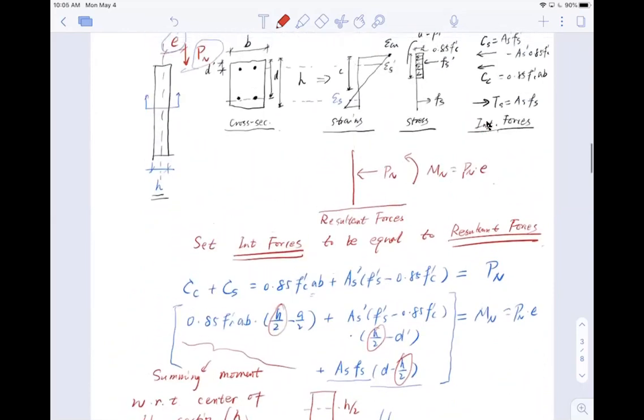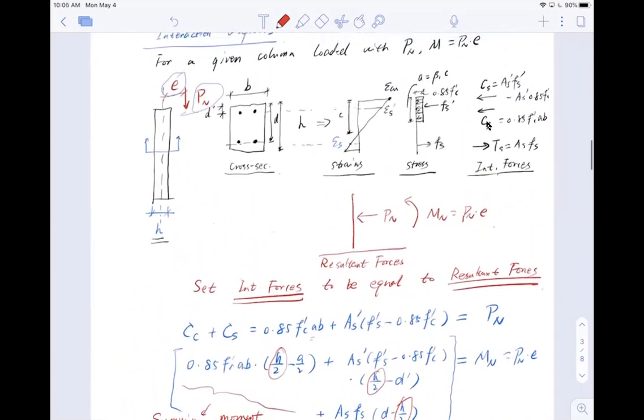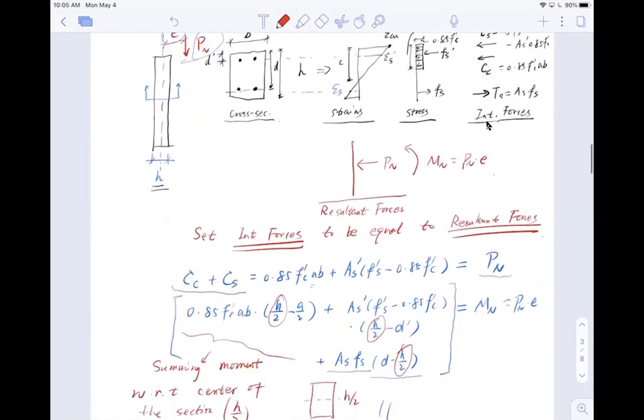Now, the compressive side is actually easy. We have this Cc, which is the compression from the concrete, and Cs, which is the compression from the compressive reinforcement. And that gives us the total compression. And then we have the moment. The moment is basically the sum of the forces with respect to the center of the section.